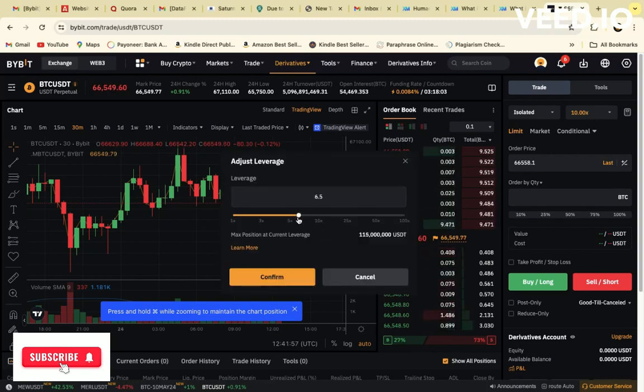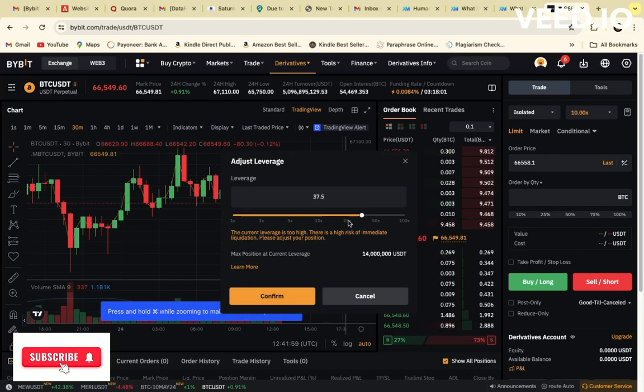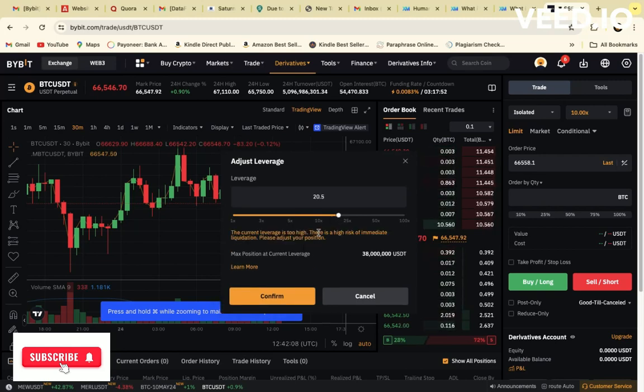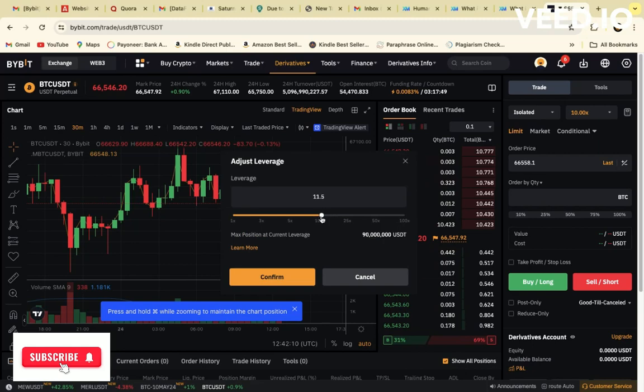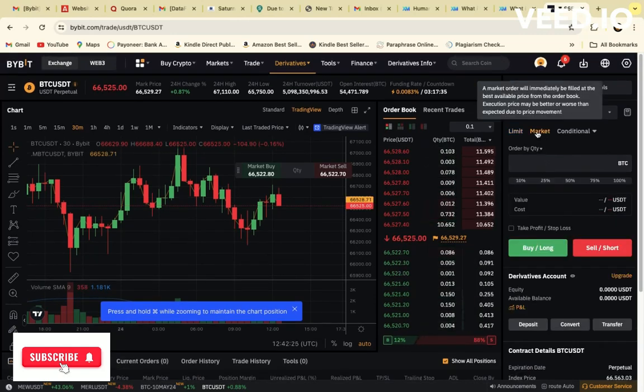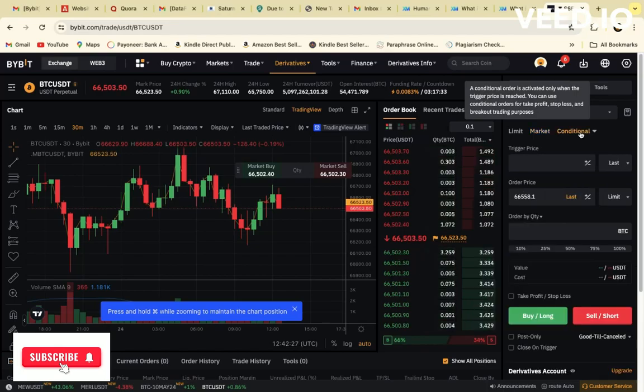Okay, here they have 20.5. Okay, so we can use that now. It's just a new account. Just confirm. Order by quantity. For here, yes, we're going to be using a limit order, and let's try market and conditional. Okay, let's use limit order. So how many BTC are we doing here?